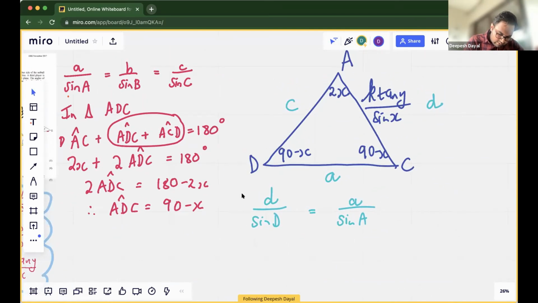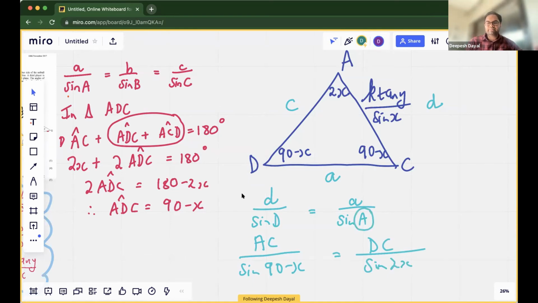No, it's not DC, sorry. It's AC over sine 90 minus x equals to a, which is DC, this is what we're looking for, over sine 2x. Because this is sine a, which is 2x, right? Okay. So AC over sine 90 minus x equals DC over sine 2x.